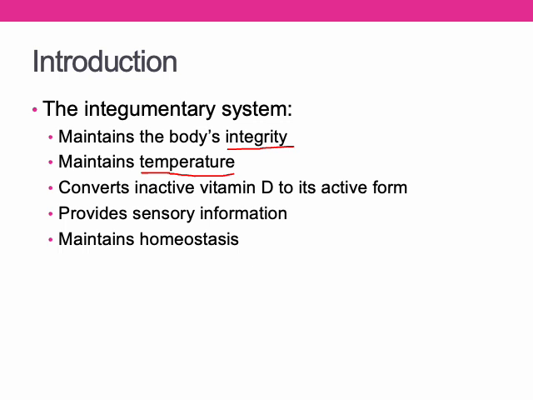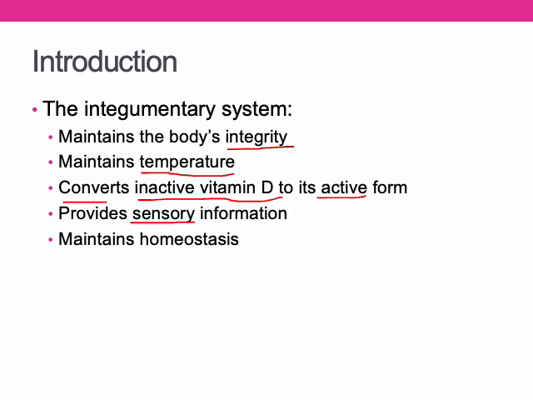The other function is absorbing sunlight, so it can convert the inactive form of vitamin D to its active form. So the skin and the integumentary system carries out the first step of producing vitamin D. Next is providing sensory information, and we talked about that a little bit in the last chapter.